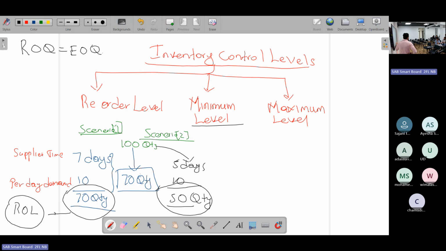Reorder level is sometimes they may keep 80, more than demand. Let's say 7 days into 10 quantities are there. Minimum 70 they should have. Here, sometimes they will maintain reorder level as 80. Understood?